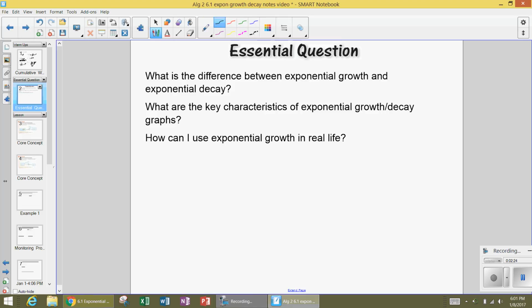On our next screen in our notes, our essential questions today are going to be, what is the difference between exponential growth and exponential decay? What are the key characteristics of exponential growth and decay graphs? And how can I use exponential growth in real life?